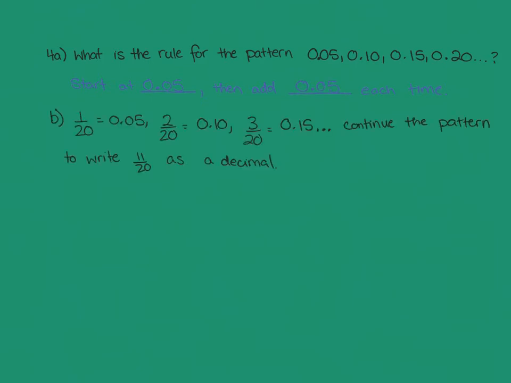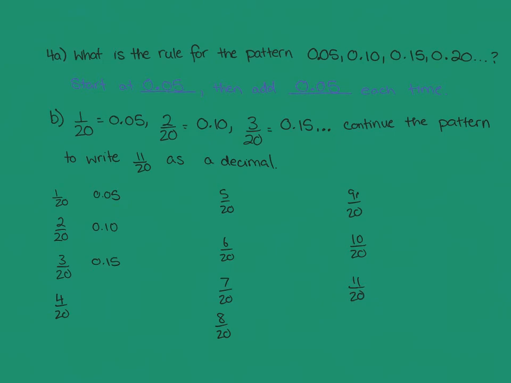Part B is getting you to look at how the fraction can relate to the pattern. So they've told us that 1 out of 20 is 0.05, 2 out of 20 is 0.10, 3 out of 20 is 0.15, and they're going to ask us to keep going until we get to 11. So 4 out of 20, 5 out of 20, 6 out of 20, 7 out of 20, 8 out of 20, 9 out of 20, 10 out of 20, and 11 out of 20.